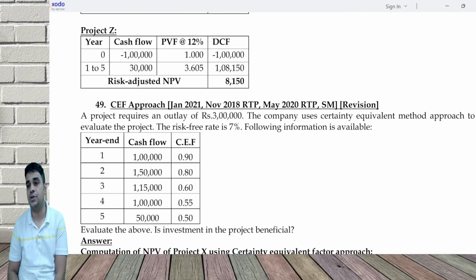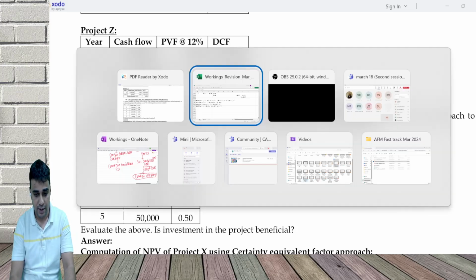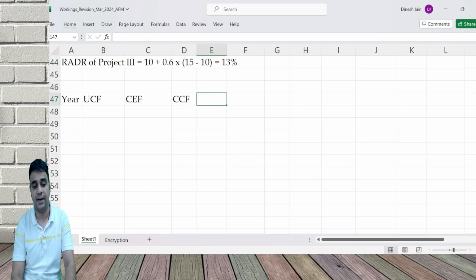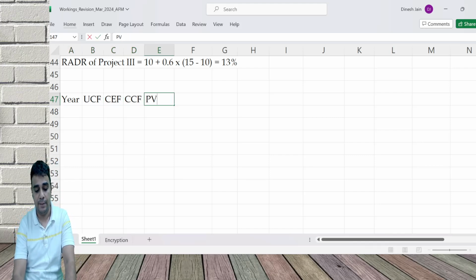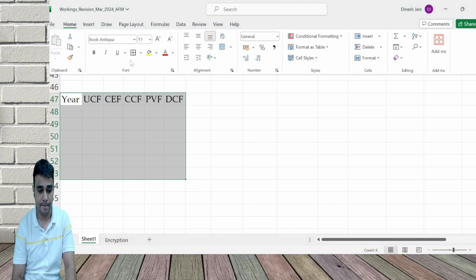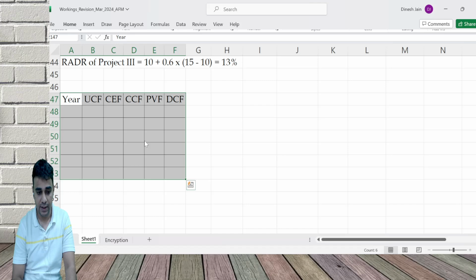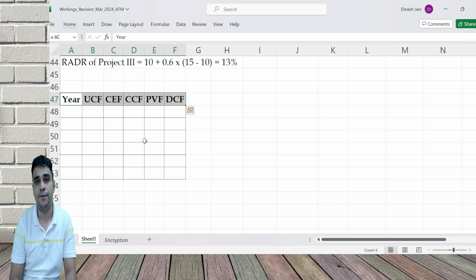Now comes the CEF approach. In the CEF approach, we'll do one question. What we do is we adjust the cash flow. Now write: year, uncertain cash flow, CEF, certain cash flow, PVF, DCF. The cash flow basically has three columns: uncertain, certainty equivalent factor, and certain.